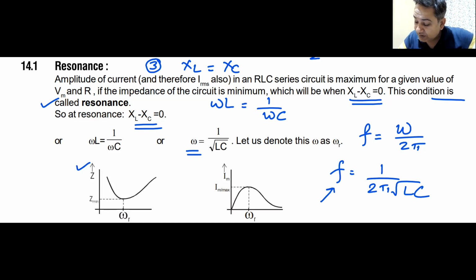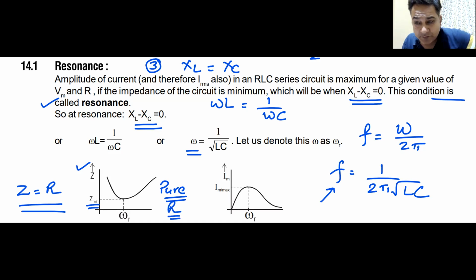What happens with Z? Z is the impedance. Impedance Z is root over R square plus XL minus XC, whole square. XL and XC are equal, so impedance becomes R. It is equal to R. So this behaves as a pure resistive circuit. The more information you have, the better it will be for you.